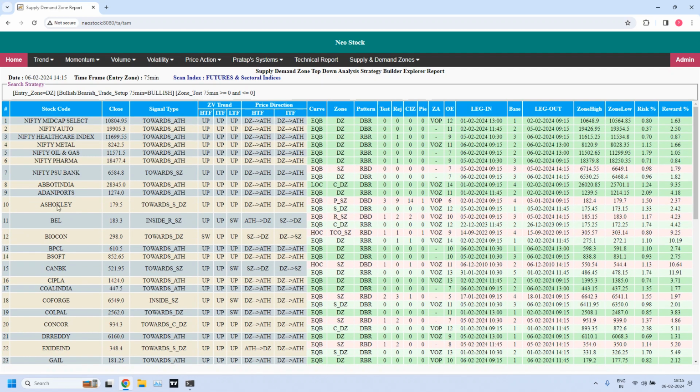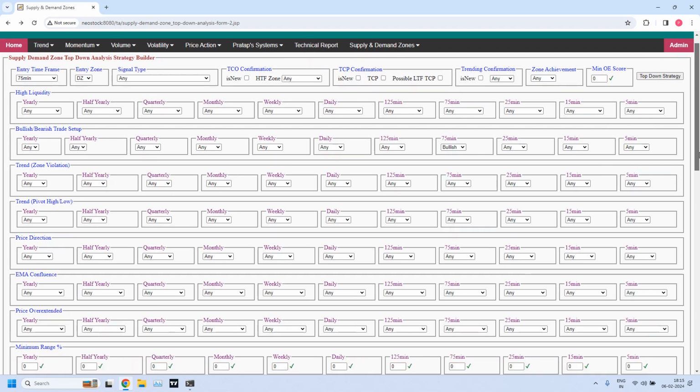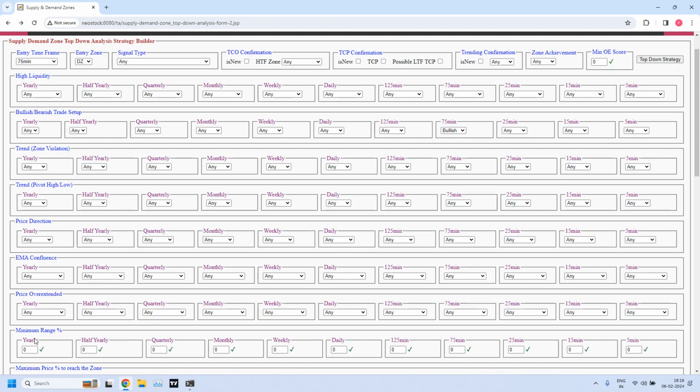Okay, because the number is big, we need to filter further. What is the next parameter we want to use to filter? That is the reward. Reward is the D to D range. This is the minimum range parameter. Because this is a weekly income trade, let us set between the 75 minutes demand zone to the 75 minutes supply zone, at least 3%. A minimum 3% reward should be there.